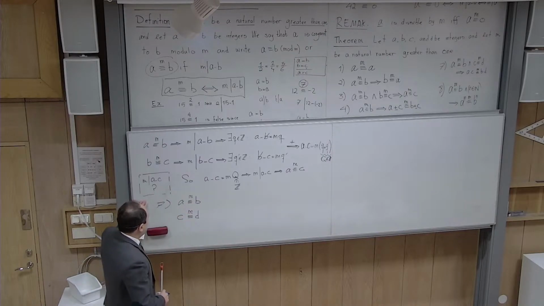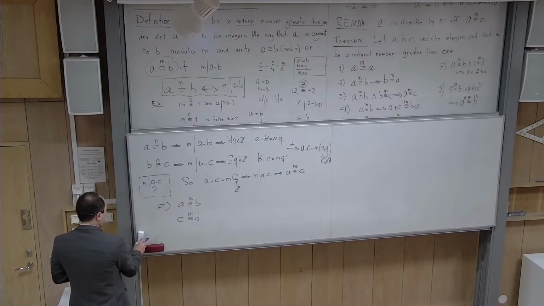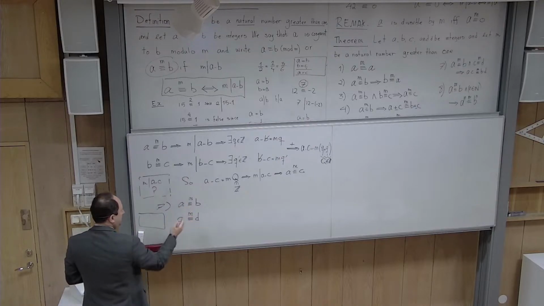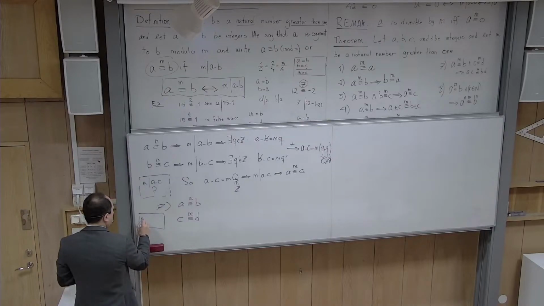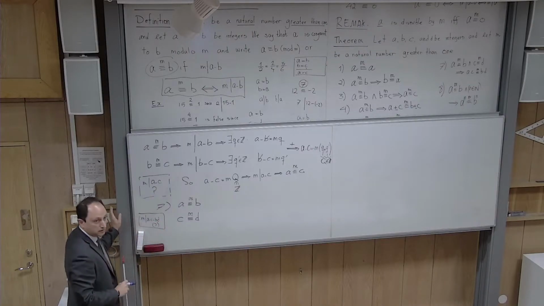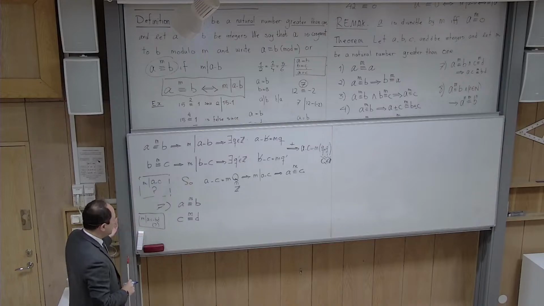Okay, but then I go to a scratch work again. My goal is to talk about a times c and b times d being congruent. So it means that my goal is to have something like this. This is my goal. Agree? Okay, this is the goal. If I can show that, I am done.